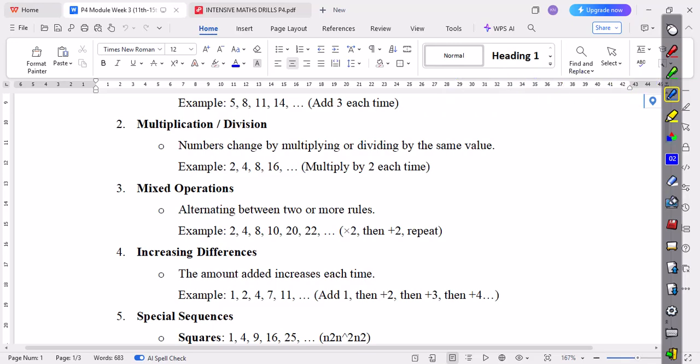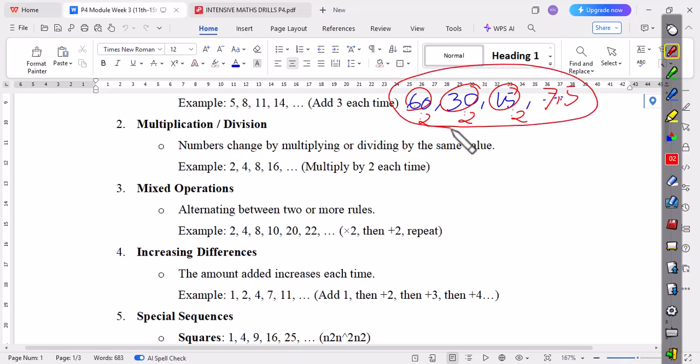So maybe it will start from 60, then we have 30, 15, something like that. And if they ask for the next number, we can see that from 60 going to 30, it's divided by 2, and this one divided by 2, we have 15. And if this 15 is divided by 2, we have 7.5. So this is the way how to find the pattern of numbers.